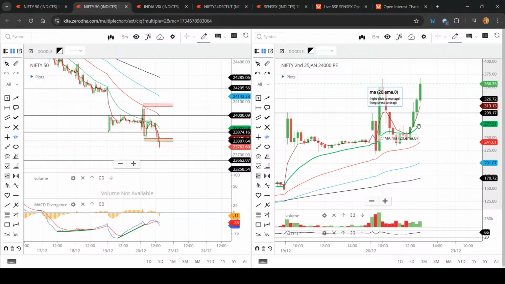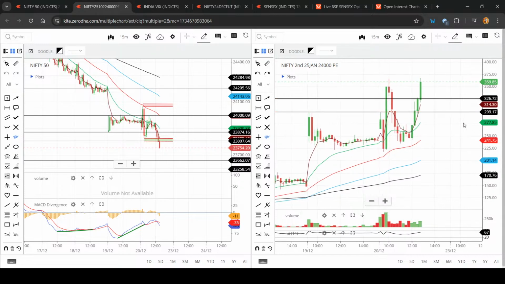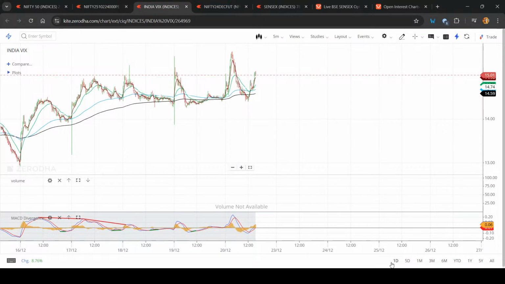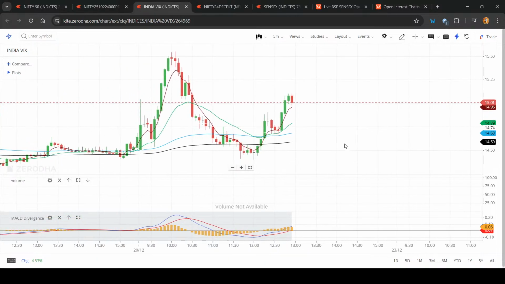All right, so my trigger price was around 300 and my average came around, I think, 320, so the average would be around 310. Still, from my SL perspective, if my SL gets hit, I will be in a loss. So to bring the SL to cost, this 20 EMA should be coming at 320. All right, so let's see, the VIX is back at 15, right?